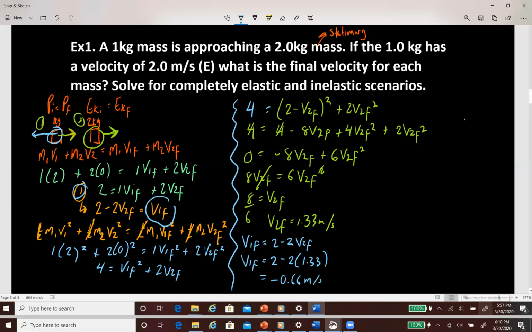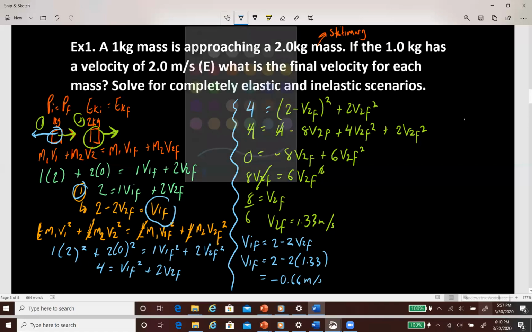Now, if you were to test it out, you want to know if it's accurate. We know the initial momentum was 2. So if you plug in your values, 1 times V1F, which is 1 times minus 0.66, plus 2 times 1.33, that adds up to 2, and therefore it works. Okay, now that's completely elastic.